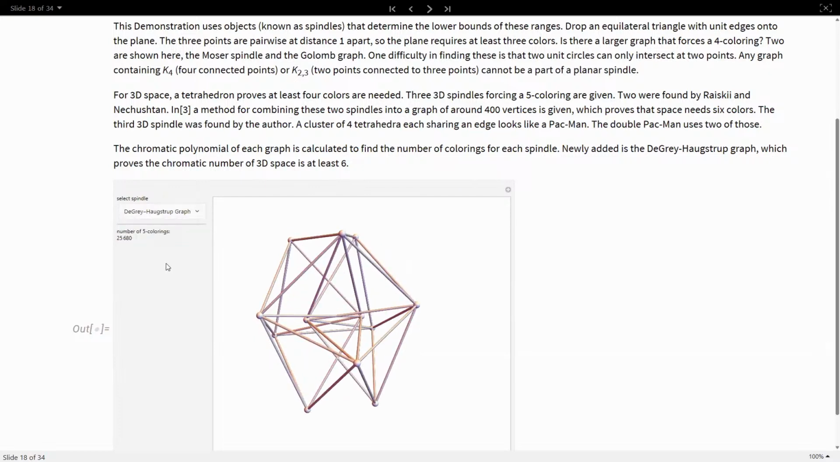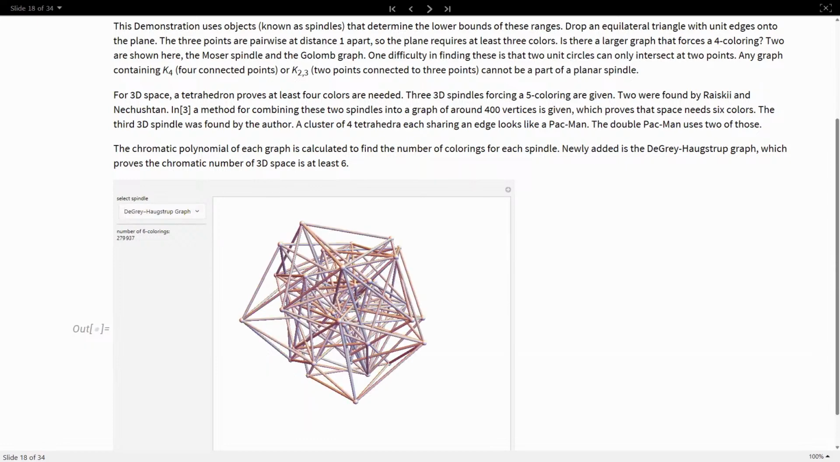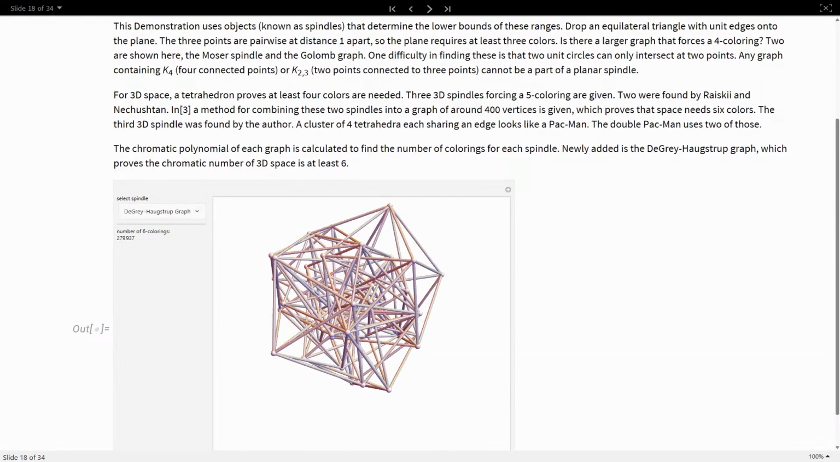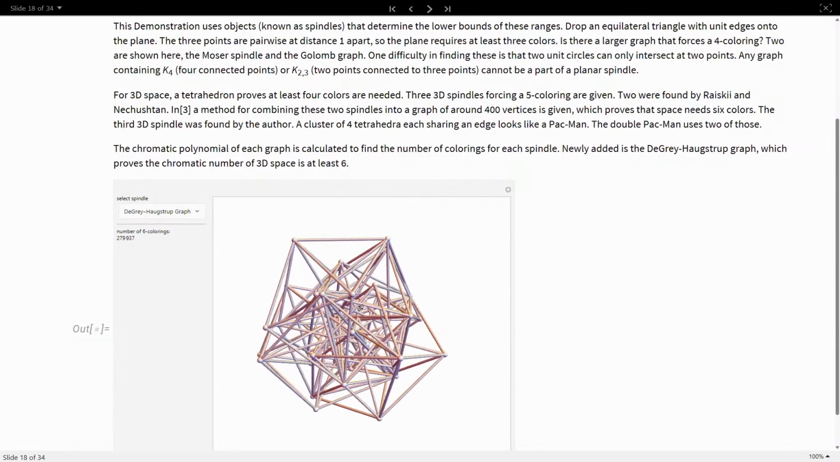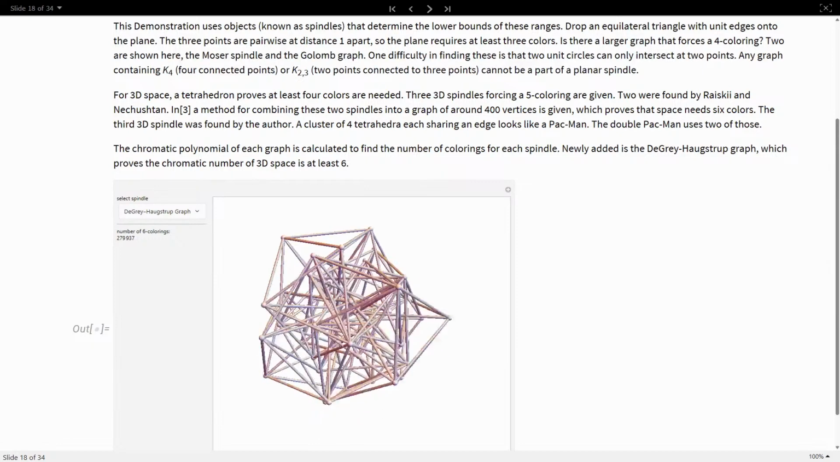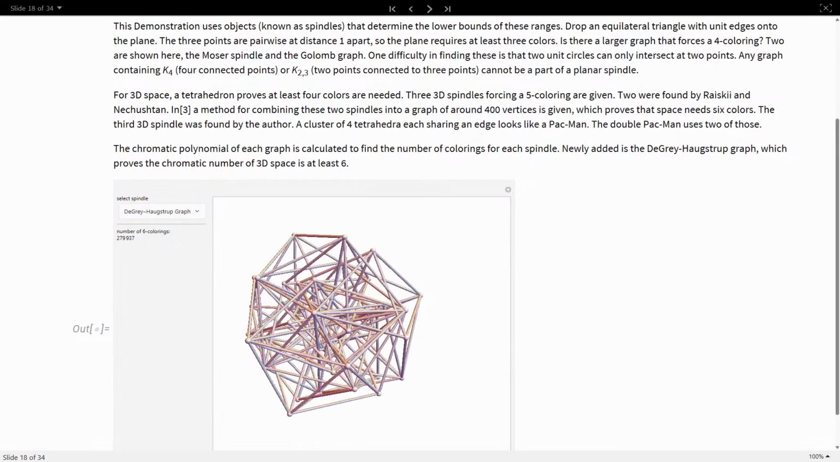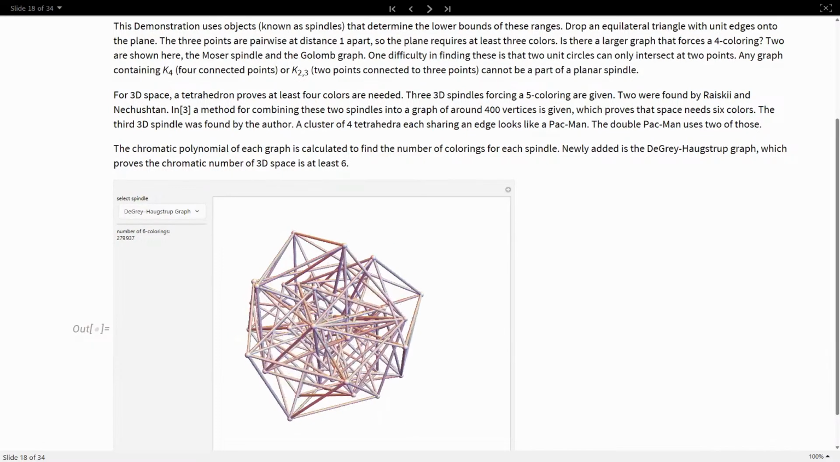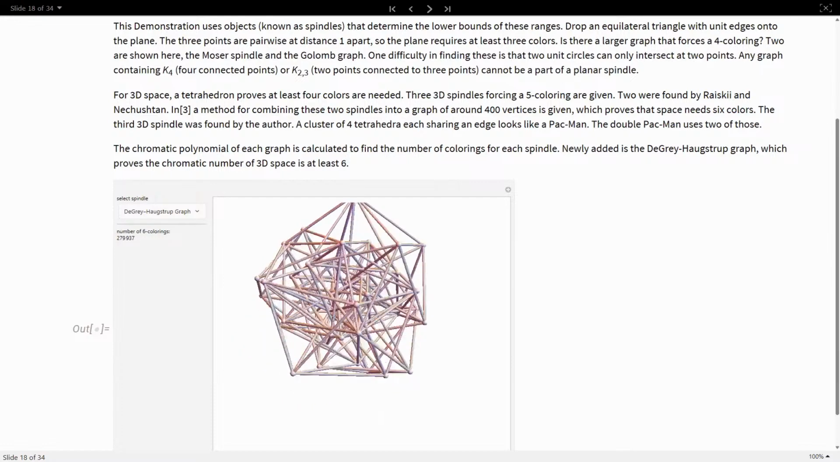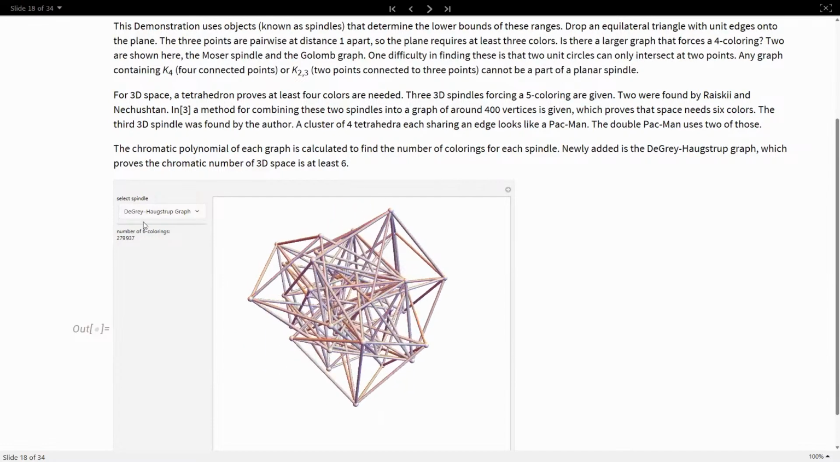It turns out that you can do better. This is a much more complicated graph, which proves at least 6 colors are needed to color the plane. This says chromatic number 6, and I've completely forgotten what the argument is for this figure. It was found by Aubrey de Grey and Hogstrup.